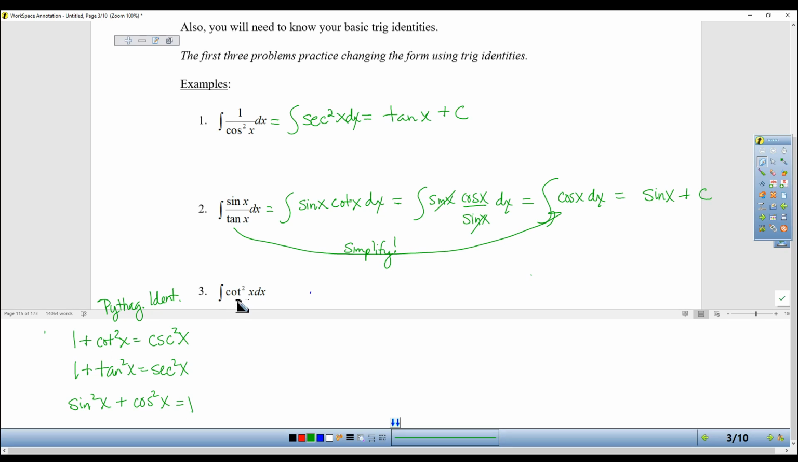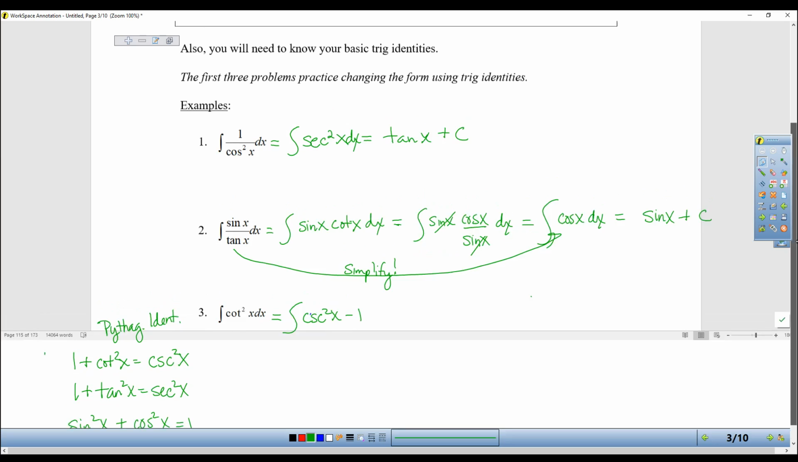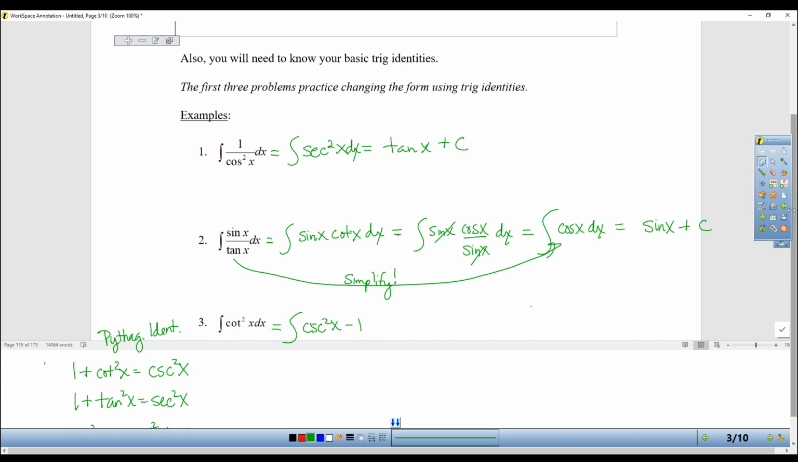So I don't actually have 1 plus cotangent squared, I just have the cotangent squared. But I can rewrite this: if I bring the 1 over, then cotangent squared is equal to cosecant squared x minus 1. And I want to do this because, like I said, cosecant squared does have an integral that I know.